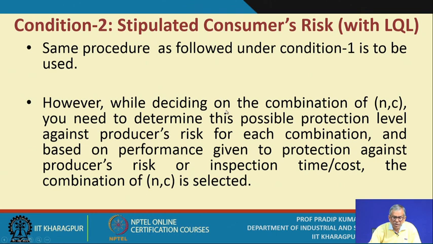However, while deciding on the combination of n and C, you need to determine the possible protection level against producer's risk. Is it okay? For each combination, based on performance with respect to protection against producer's risk, or inspection time or cost, the combination of n and C is selected. Is it okay?